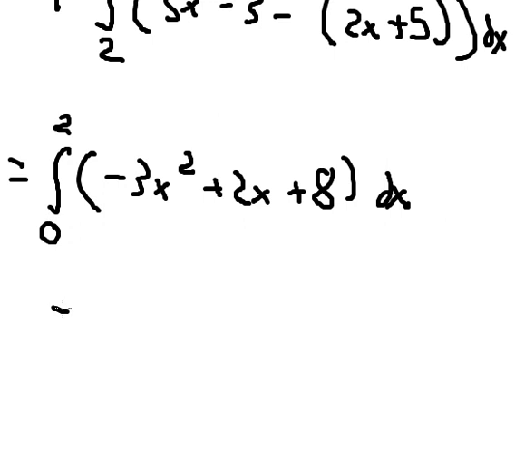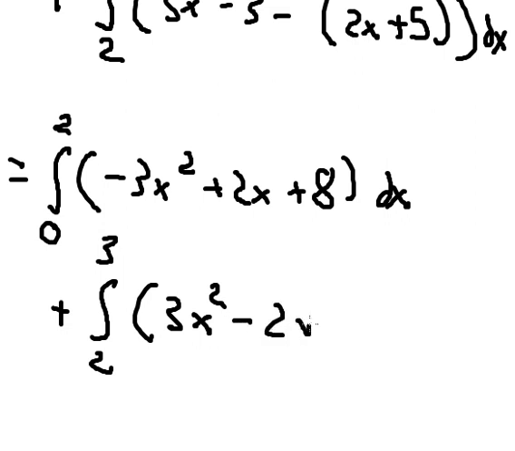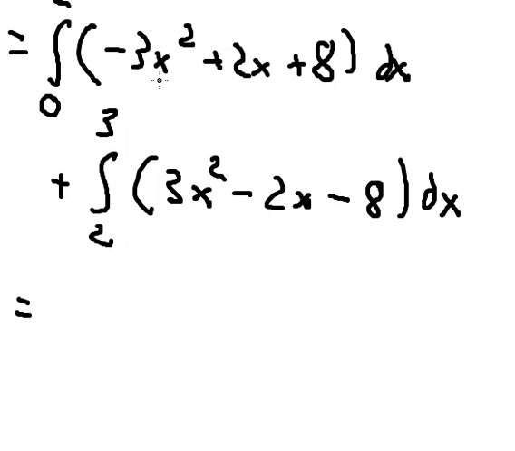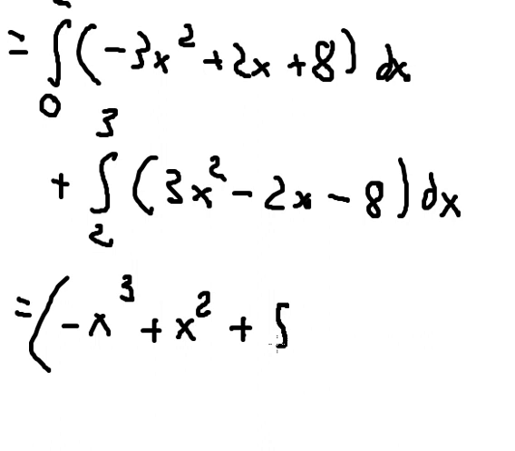And the next one, that is this one. And now we sum the two values in here. The integration of 3x squared, that is x to the power of 3. The next one, that is x squared. The next one, that is 8x. And we put the limits from 0 to 2.